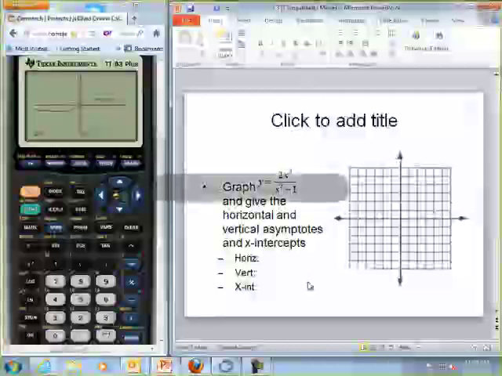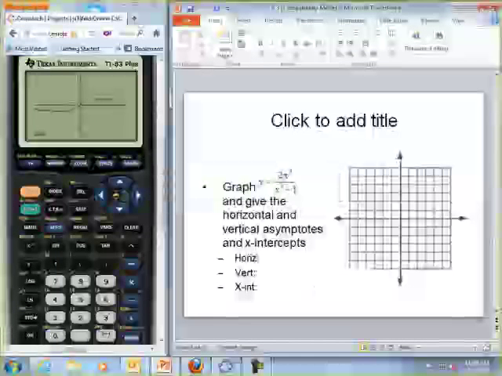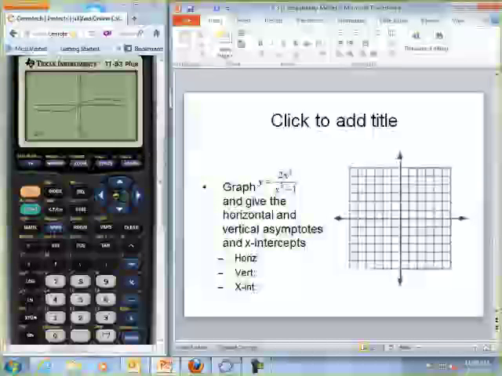Horizontal asymptote. Who wins? They tie. So what's the rule? Take the fraction of the coefficients, so y equals 2 over 1, or just 2. Vertical asymptote. We set the bottom equal to 0. So I add 1 and take a cube root. And what do I get?